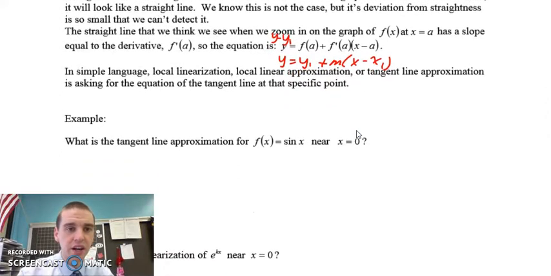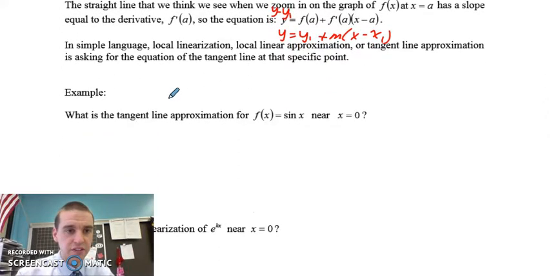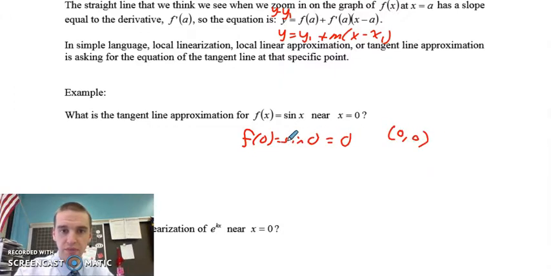So if we think of that as the tangent line approximation, that's all it's saying. If we have f of x, we need to find f of 0 to get us a point. Sine of 0 is 0, so we have the point 0, 0. Then we have to find f prime of x. We know that's cosine x. If we find f prime of 0, it's cosine of 0, and that equals 1.